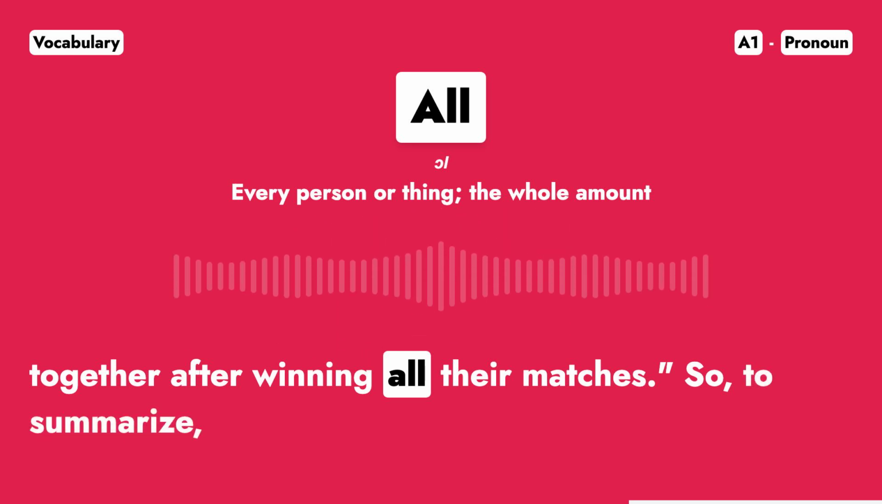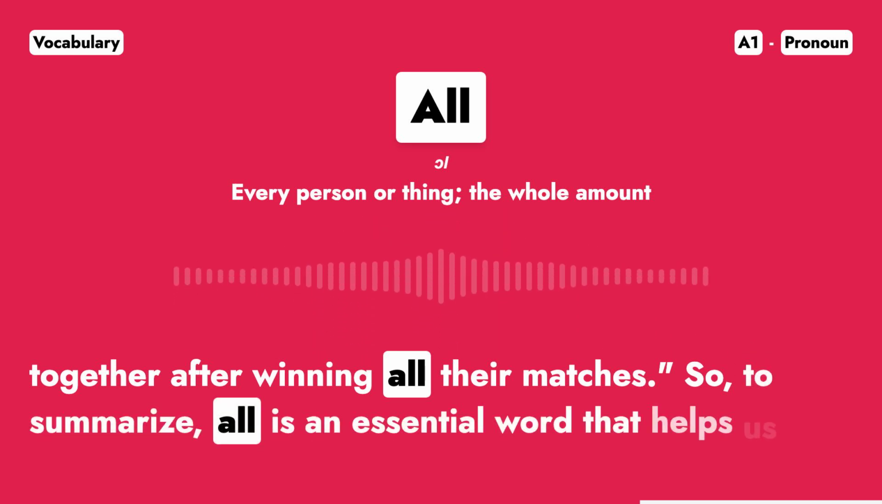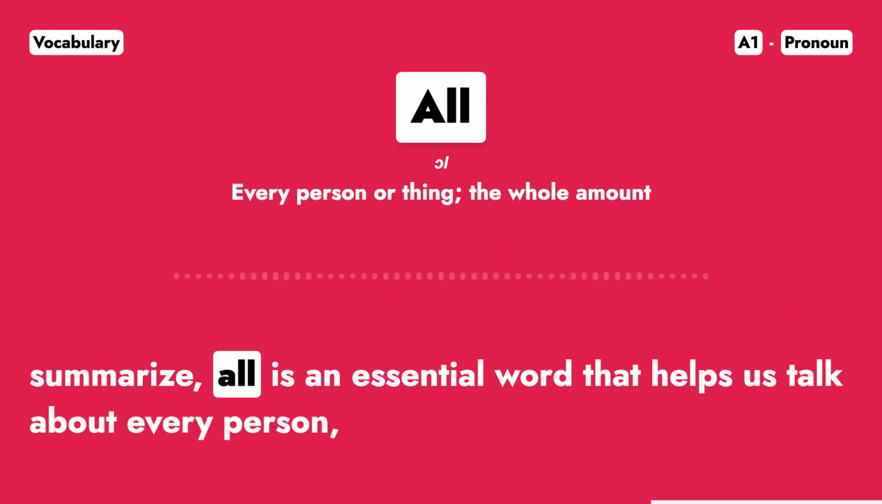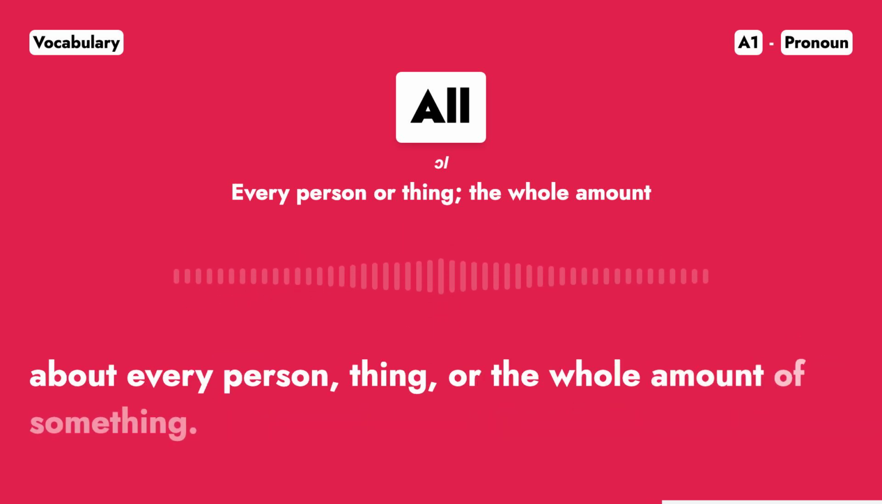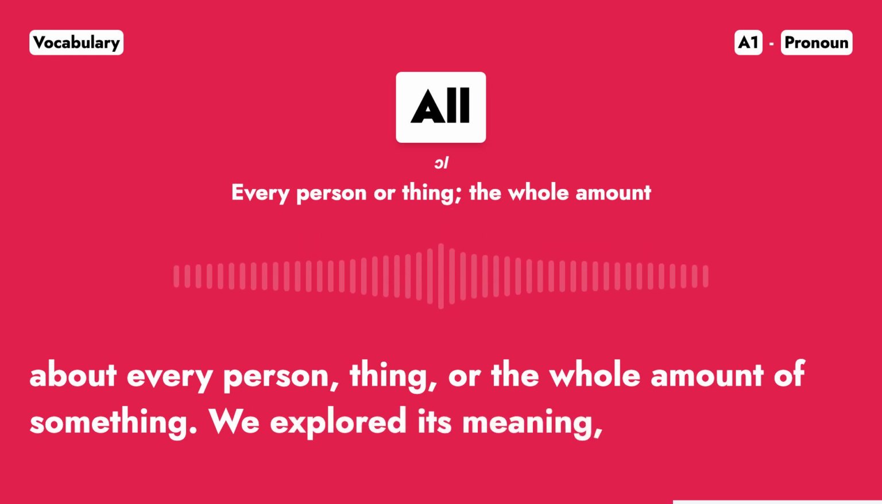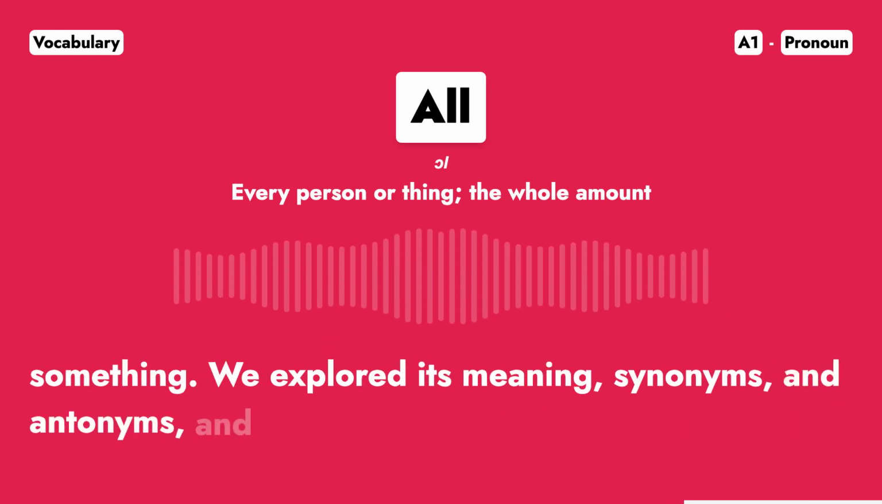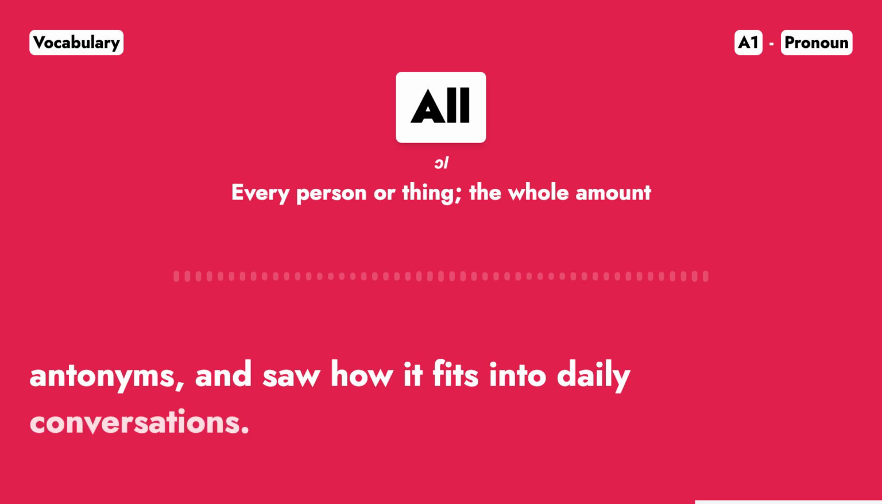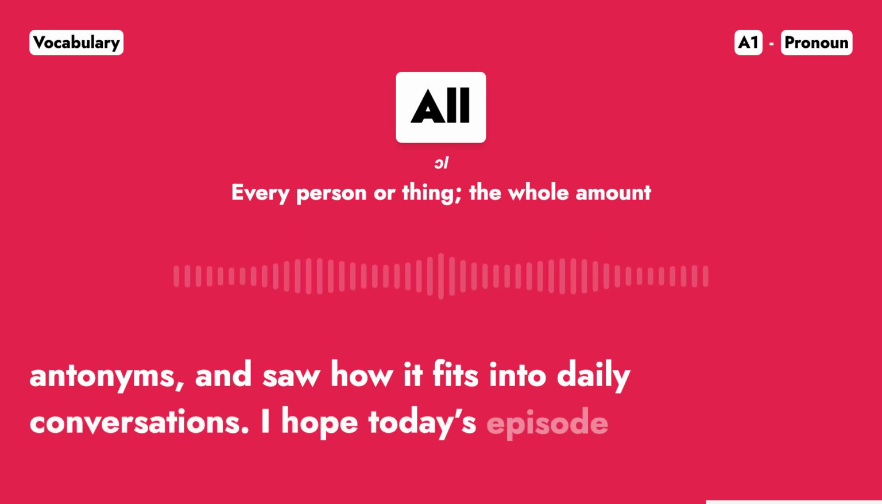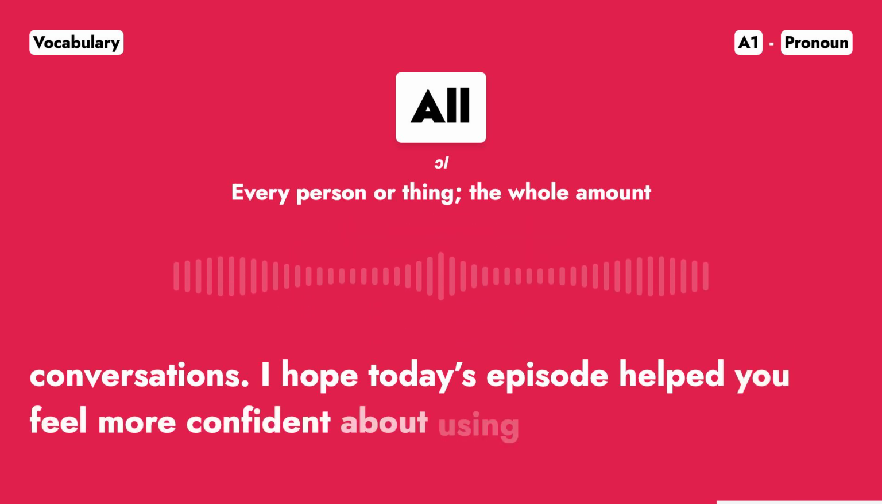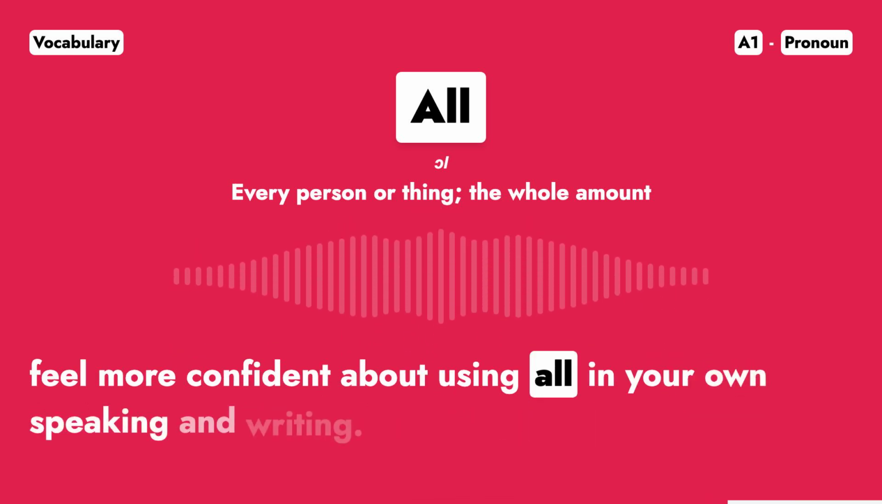So, to summarize, all is an essential word that helps us talk about every person, thing, or the whole amount of something. We explored its meaning, synonyms, and antonyms, and saw how it fits into daily conversations. I hope today's episode helped you feel more confident about using all in your own speaking and writing.